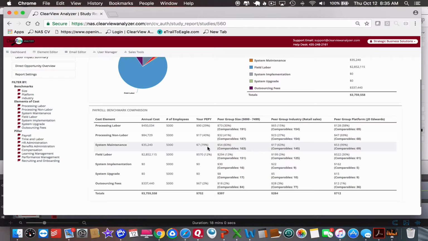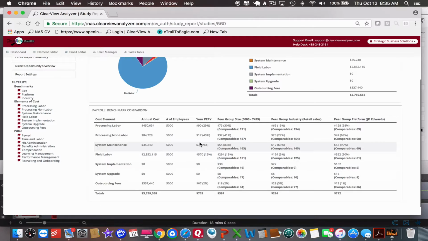I can also look at this and see that they're significantly underinvested in technology. So you've got $7 against 54.17 and even 53 on JD Edwards, folks. And if I look at the field labor, there's a tremendous amount of work being pushed out to managers because of the fact that the technology is not in place. So they're probably doing a lot of paper forms, paper time cards, a lot of different things there that are causing these managers to do a lot of transaction management instead of making revenue for the company.